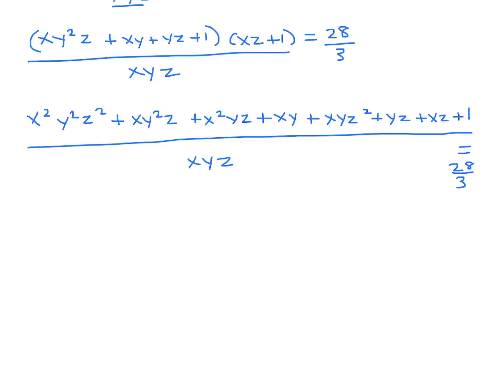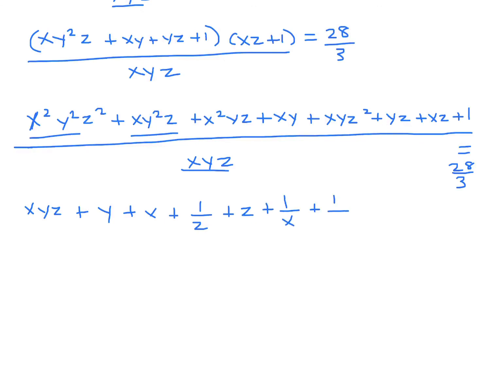All right? Now the good news comes finally that when you start dividing them individually, things start to happen here. The first one over the denominator becomes just xyz. The next one over the denominator becomes just y. And similarly, you get the following. You get x, you get 1 over z, you get z, 1 over x, 1 over y, and finally 1 over xyz is equal to 28 over 3.